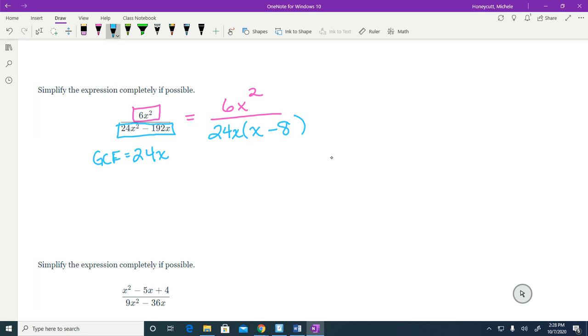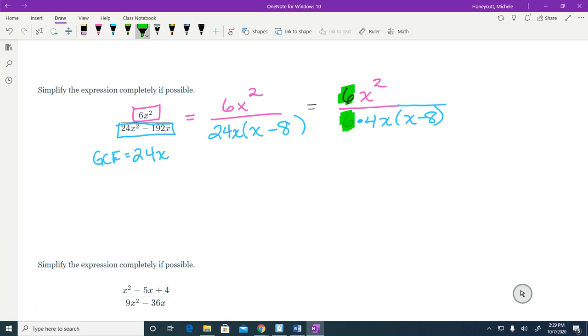So now I don't really see any factors in common, but I see a 6, and I know that 6 is a factor of 24. So what I can do is factor the denominator a little further, so 24x is the same as 6 times 4x times x minus 8. Now I'm going to look for common factors. I have a 6, and you see how the 6 is being multiplied by the x squared? That means I can divide it out because it's a factor. So I can divide out these two 6's.